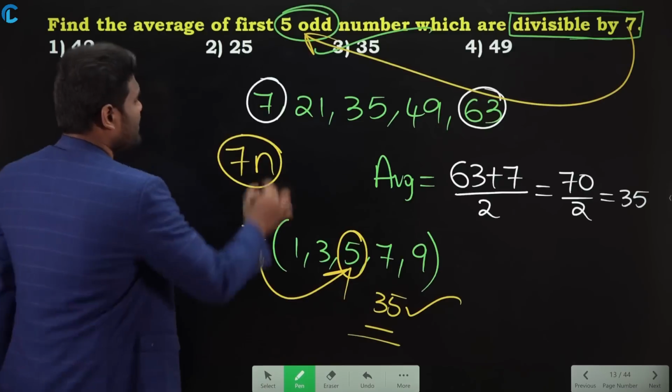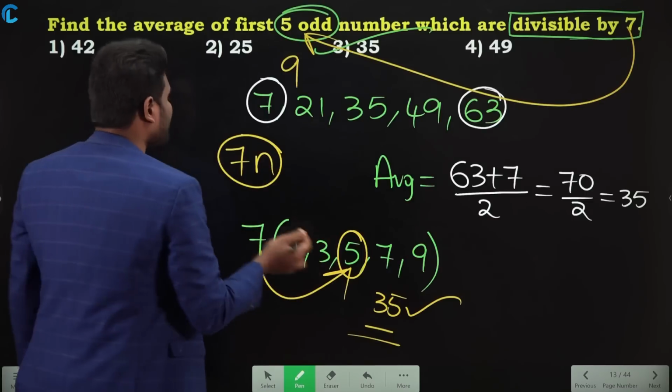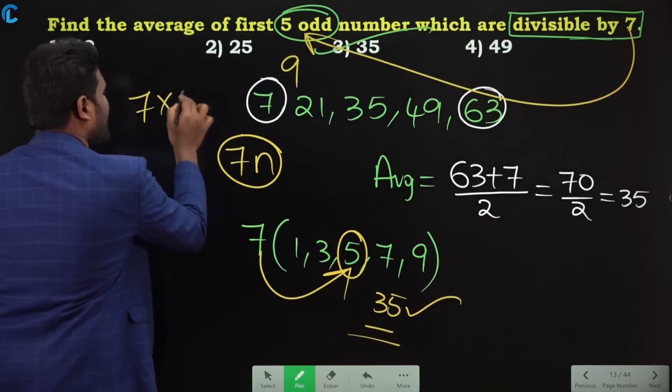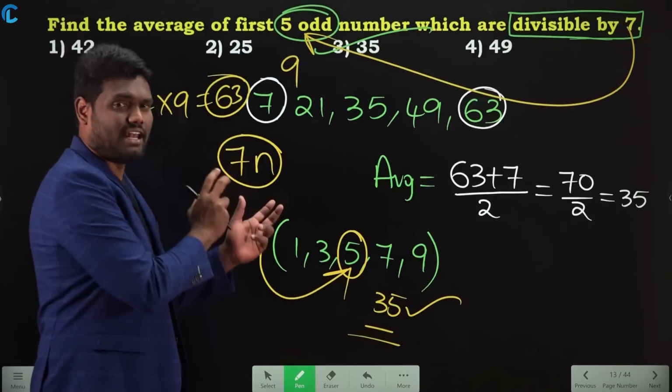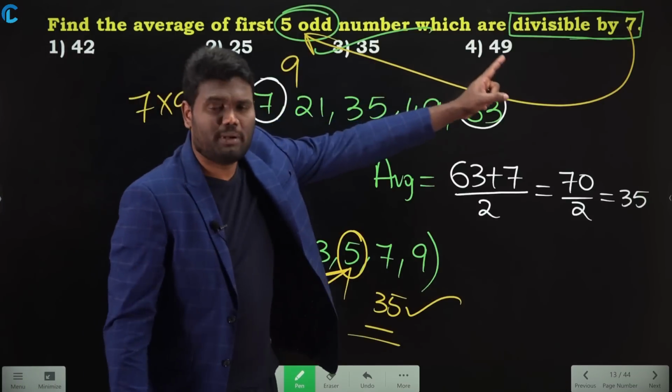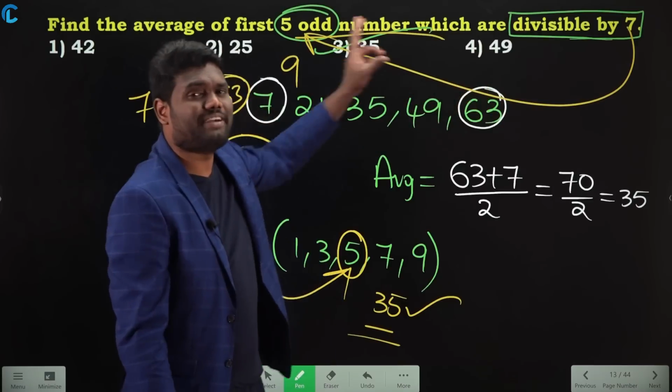If I ask for the first 9 odd numbers which are divisible by 7, then you can say 7 into 9, that is nothing but 63. Directly you can say 7n. When it is divisible by 7 and it is regarding odd numbers, then you can directly say 7n.